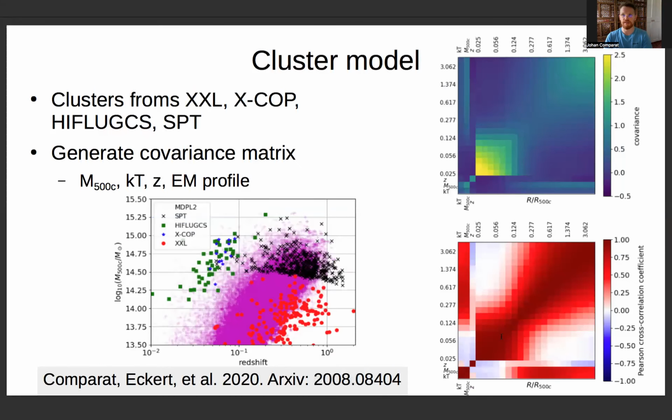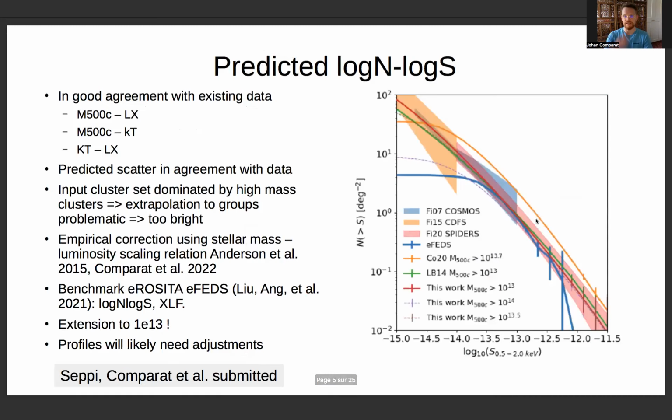So the models that go in the simulations are, for the clusters, a generative model from observations. So we take observations from XXL, XCOP, HIFLUGCS, SPT, and generate a big covariance matrix between mass, temperature, redshift, and emissivity. So here you see these different variables, so that with this covariance matrix, we can sample from it and generate all these quantities. In projection, we obtain a log N-log S shown in red down to 10 to the 13 solar mass, very small groups.